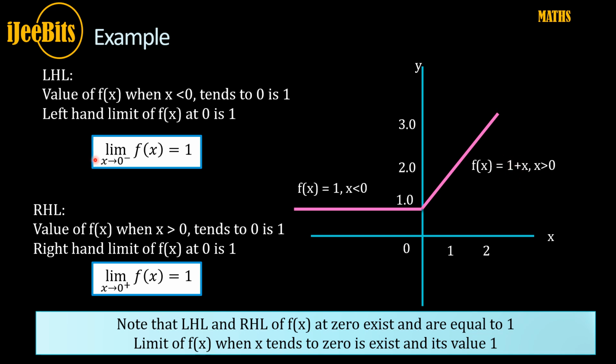So now the case is LHL, you have 1 when x tends to 0. For RHL also, the value of f of x is 1 when x tends to 0. So both LHL and RHL at x tends to 0 would be 1, right? And hence what we are saying is that the limit of f of x when x tends to 0 exists and its value is 1. So the limit exists. Are you clear?